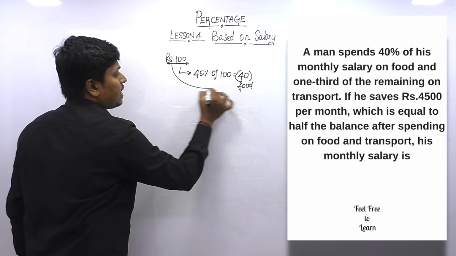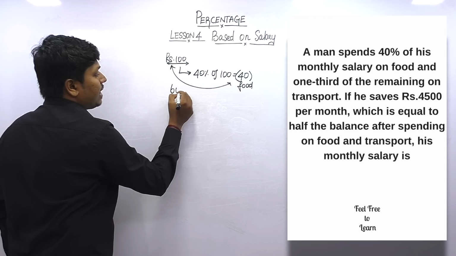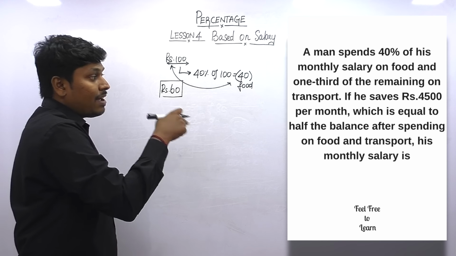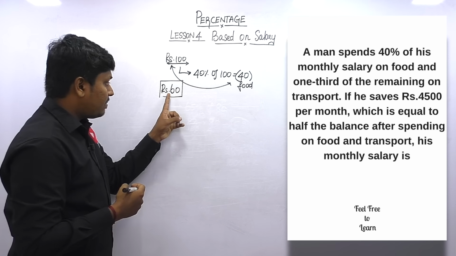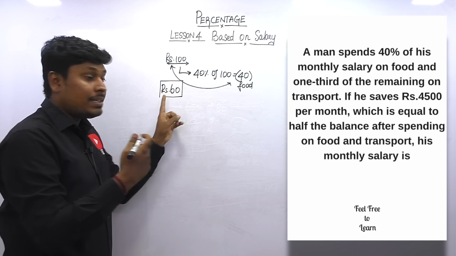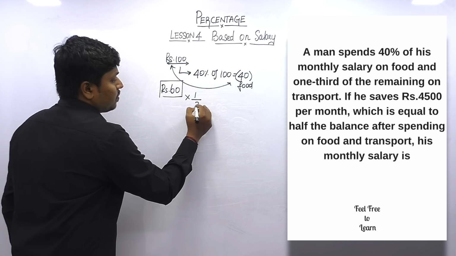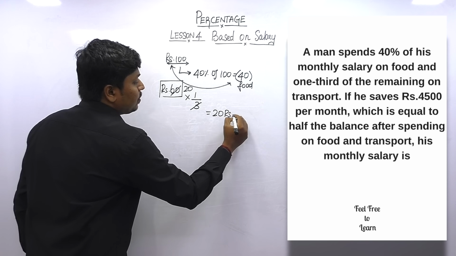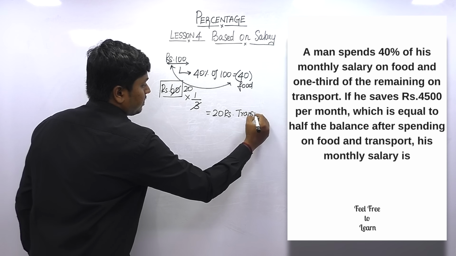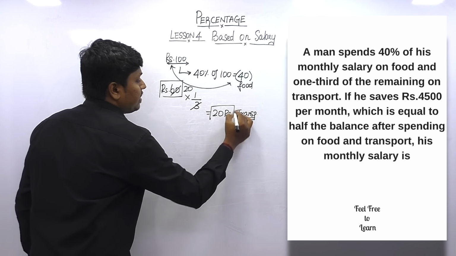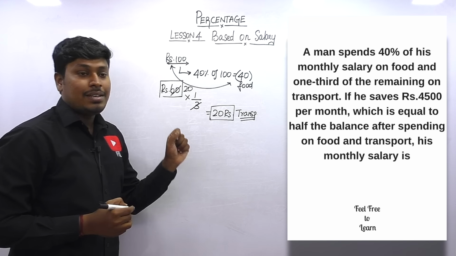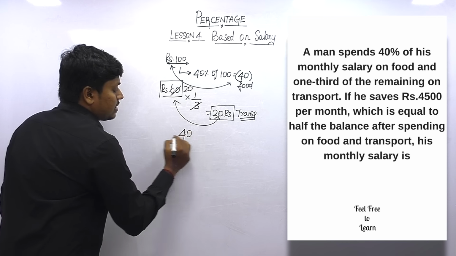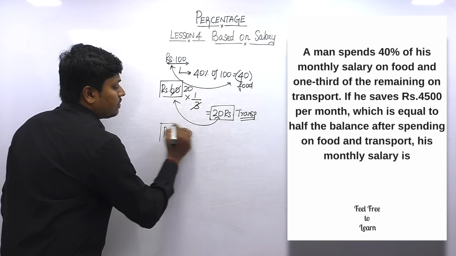So once you subtract 100 minus 40, the remaining he will have is 60 rupees. Got it, friends? From the remaining, listen carefully, he is spending 1/3. So 1/3 of 60, when you cancel, becomes 20. So he is spending 20 rupees on transport. Finally he spent 20 rupees on transport and 40 rupees on food. Now again subtract 20 from 60, the result will be 40 rupees. So finally he had 40 rupees with him.